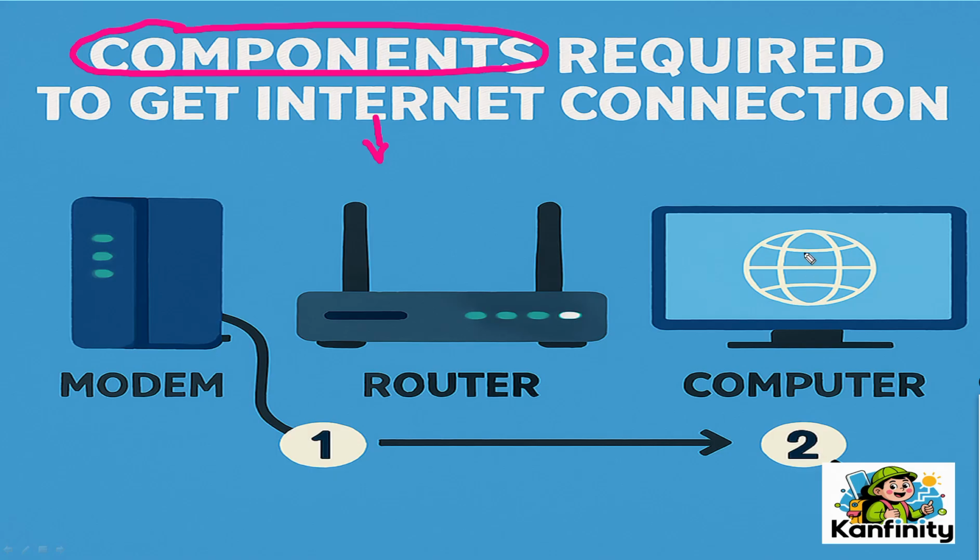Suppose first we need one computer, then we need a modem, then third we need one router, or we can call it a switch, and we need cables. These are the components we need to get an internet connection to our computer.